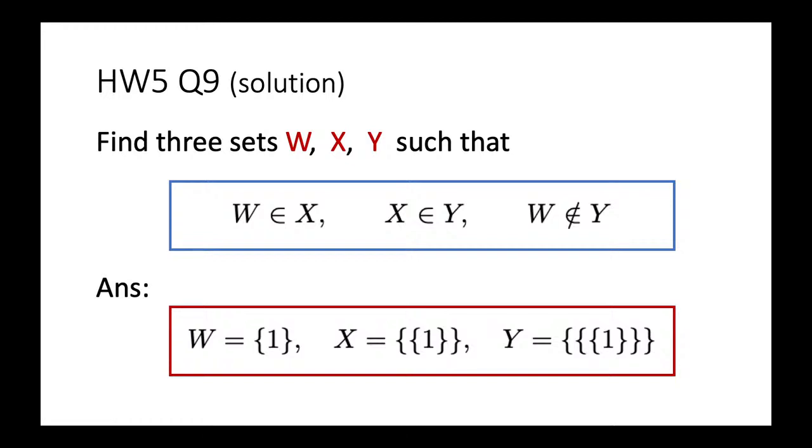You can also make an even simpler example. You can actually take away the 1 here. So we can start by having W is an empty set, X is a set containing an empty set, and Y is a set containing a set that contains an empty set. So you can construct an example for this question very easily. This question is nothing special, just to clarify the difference between subset and element.